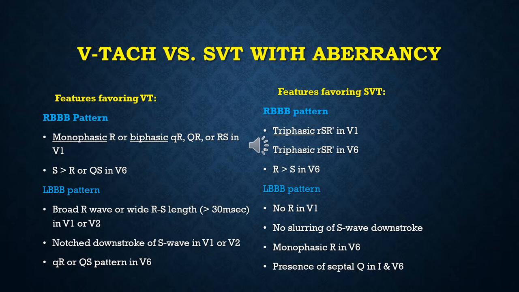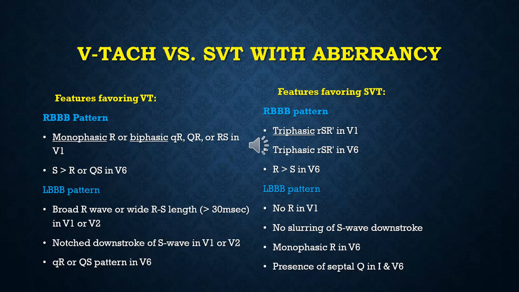In this slide, features favoring VT: if the patient has a right bundle branch block pattern, what favors VT and what favors SVT with aberrancy? If we have monomorphic R or biphasic QR in V1, or S more than R or QS in V6, this favors VT. If we have triphasic rSR' in V1 or R more than S in V6, this favors SVT with aberrancy.